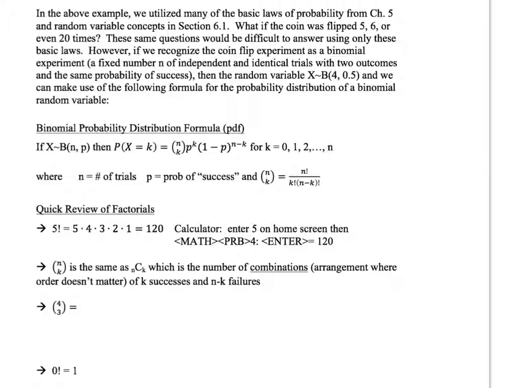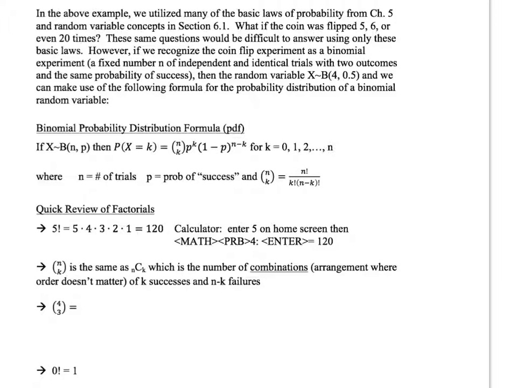Okay, I flipped to page 22. So now in that example with the coin flipping, you saw us use many laws of probability from chapter 5 and some of those random variable concepts in section 6.1. Well, if this coin was flipped 5, 6, or even 20 times, we would have a very hard time answering these questions with only the basic laws of probability. But by recognizing the coin flip as binomial, where there's a fixed number, n, of independent identical trials with 2 outcomes and the same probability of success, now we can call that random variable X, the number of heads, a binomial variable where n is 4 and p is 0.5.